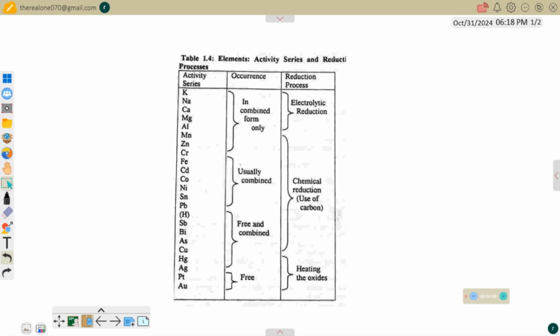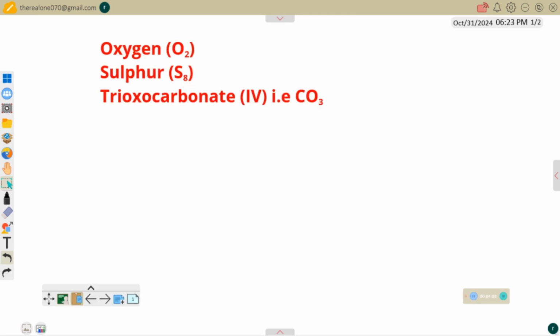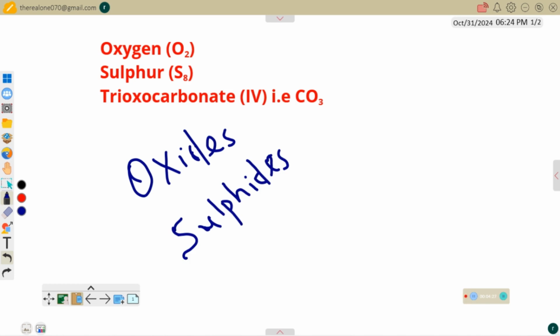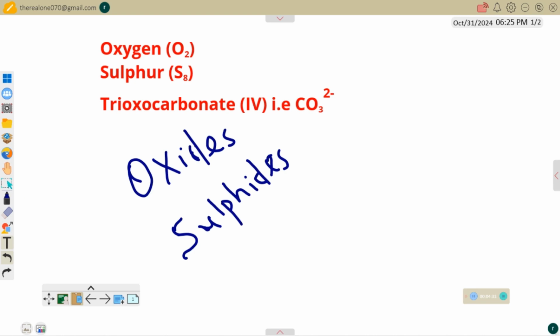Now, those reactive metals are always found in combined state. They are found combining with other elements such as oxygen. That means those metals can exist as oxides. Also, sulfur is among the elements that they can be found combining with. It means such metals can exist as sulfides. And finally, the CO3 carbonate, which is a radical ion, the carbonate ion. So it means those metals will exist as carbonate salts.